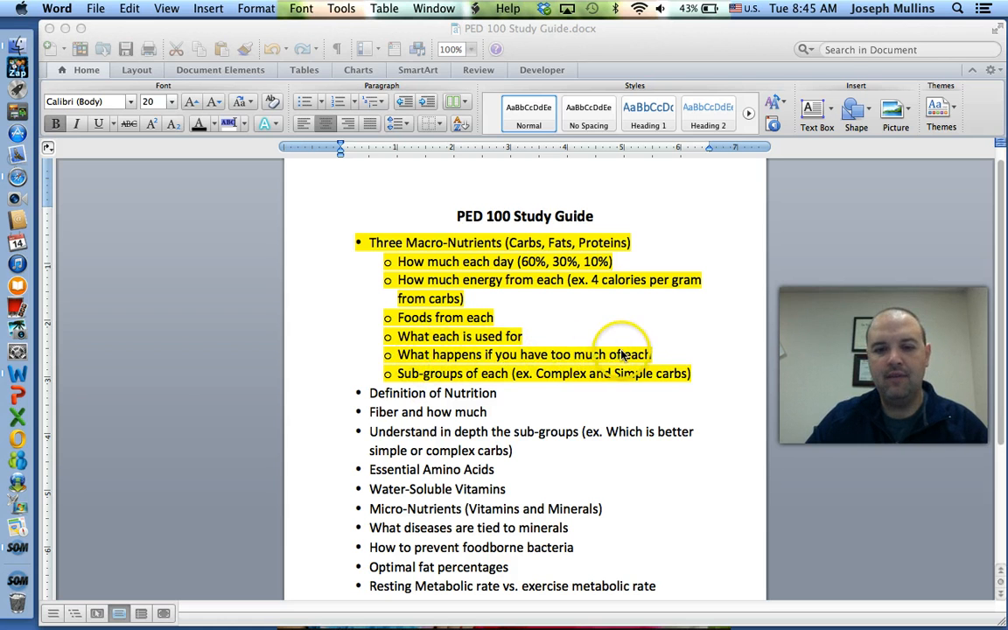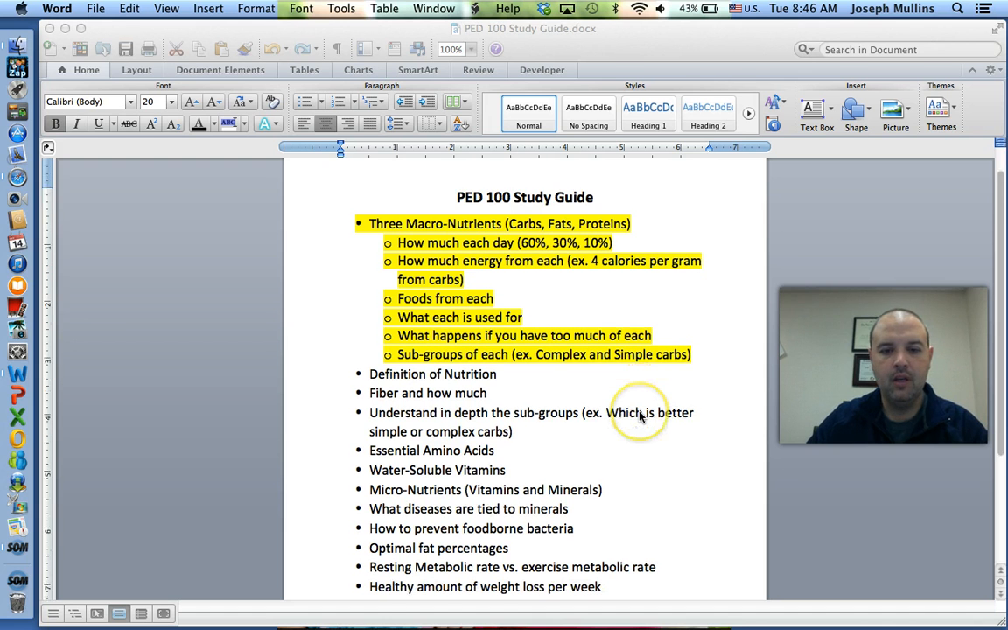What happens if you have too much? Well, if you have too much of any of them, they're going to turn to fat. And then subgroups of each, so like complex and simple carbs. Each one of those is divided into two more subgroups.